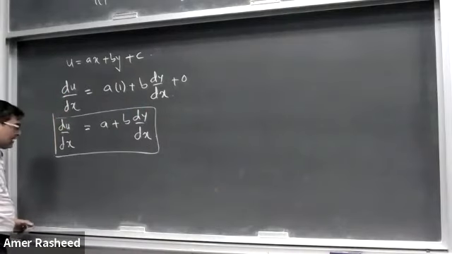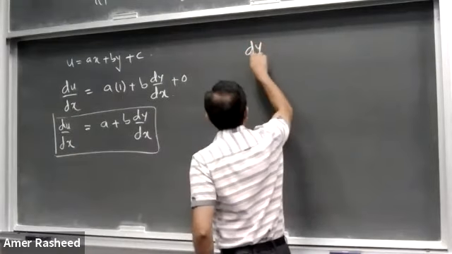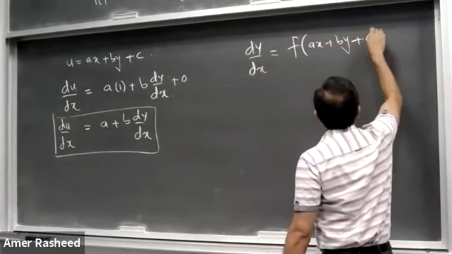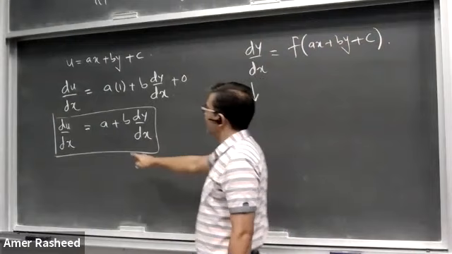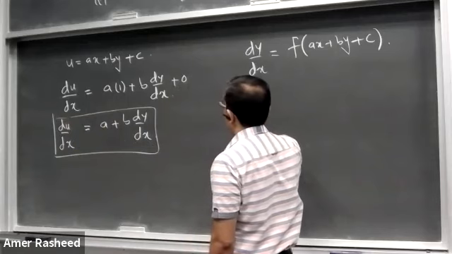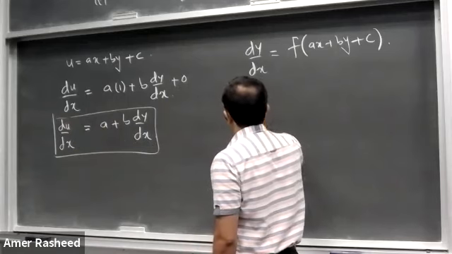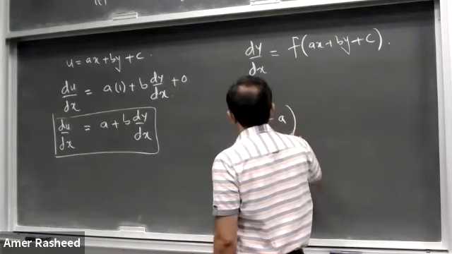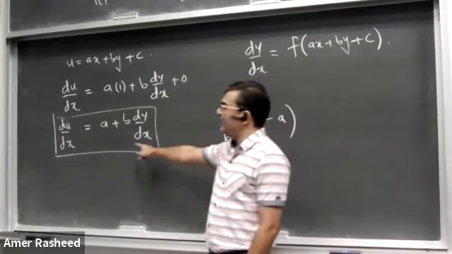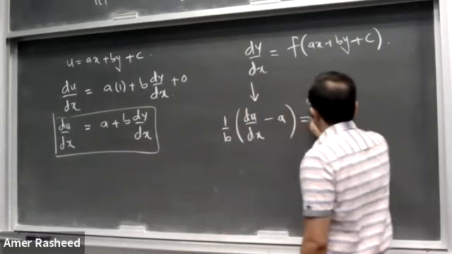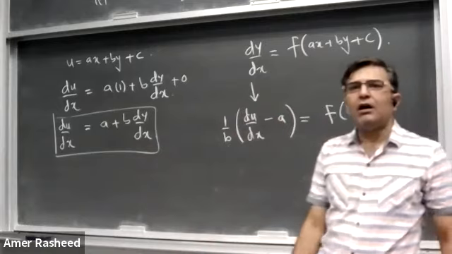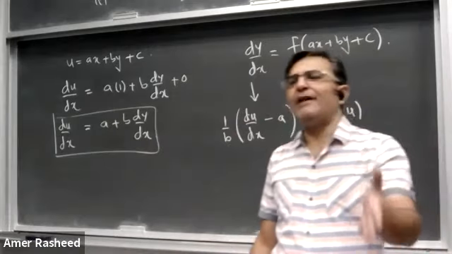The whole equation was dy by dx is equal to f of ax plus by plus c. Then this dy by dx will be converted into du by dx minus a, times 1 over b, because we can find the value of dy by dx from here. And we put it equal to f of u. Now, this whole equation has been converted into a new variable u, which depends on x.